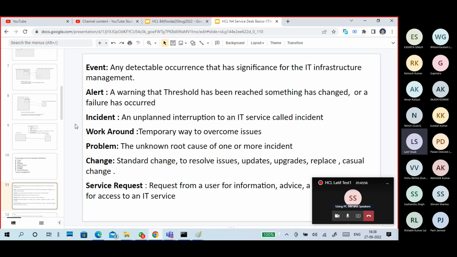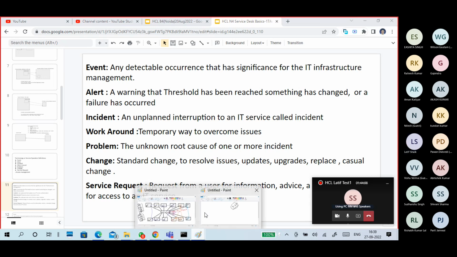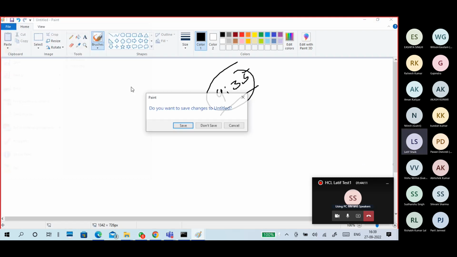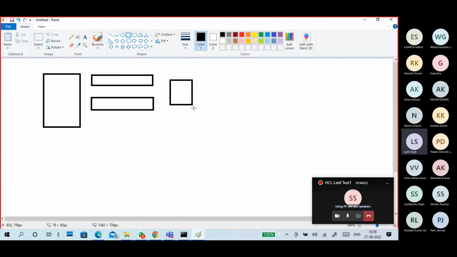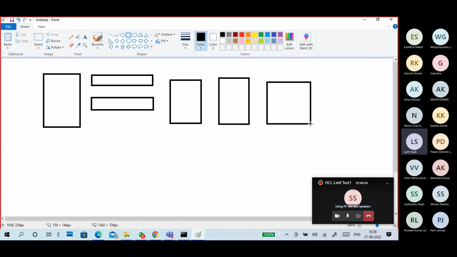First one is event: any detectable occurrence that is significant for IT infrastructure management. For example, I have an infrastructure. Infrastructure means I have servers, routers, switches, storage devices, multiple servers, a cooling system, and desktops. This is just symbolic, just for drawing purposes.